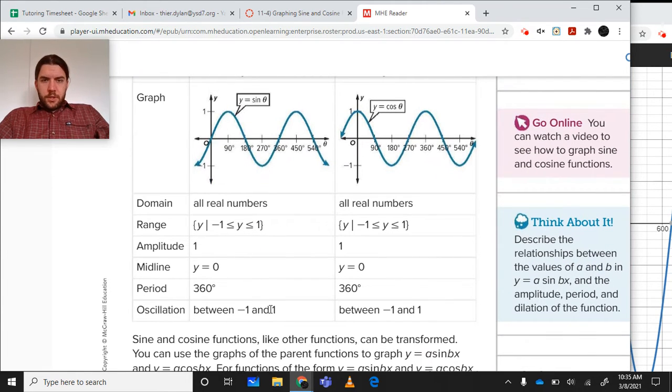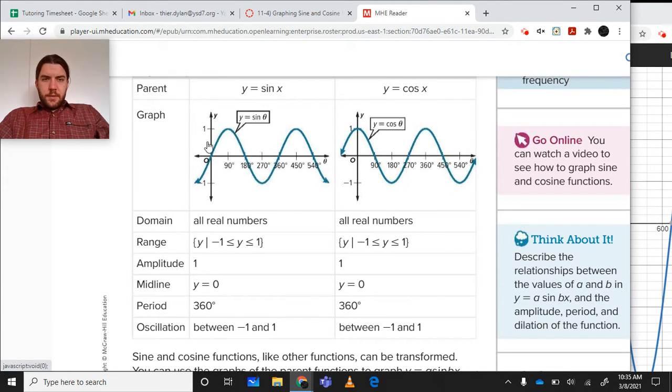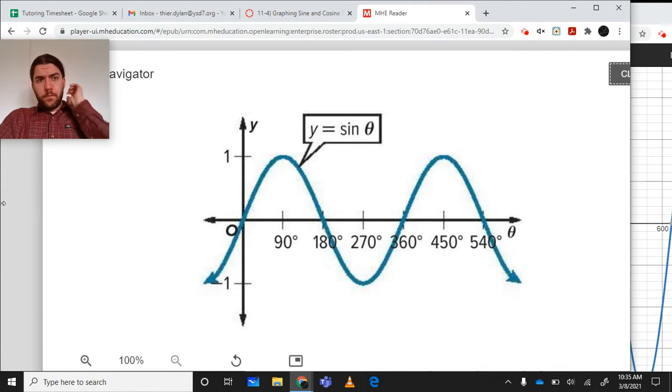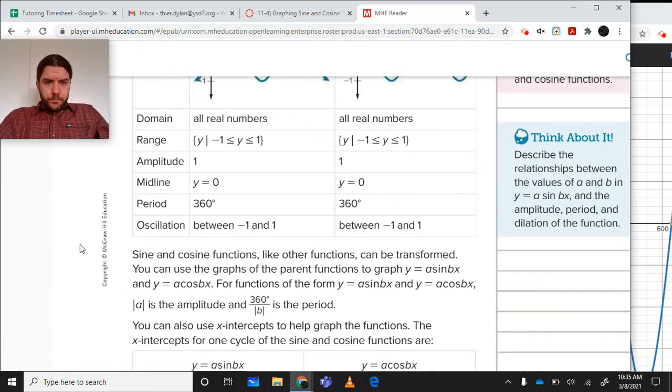And the oscillation is the same. It oscillates between -1 and 1. So the only thing that's different is that sine starts at 0, cosine starts at 1. Okay, that's the only difference. For cosine, it's easy to remember because if you're starting at 1, you have to be going down. For sine, you just need to remember that we start at 0 and we head up first. So they're basically the same graph, just shifted to the side a little bit from one another.